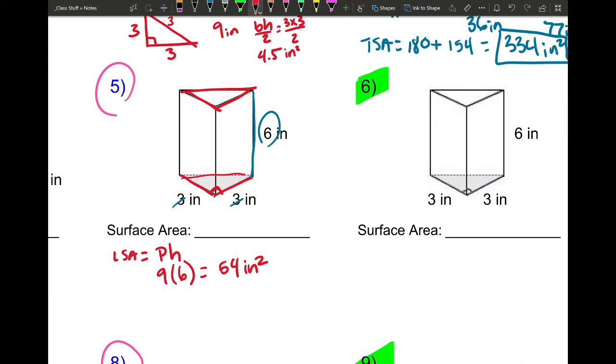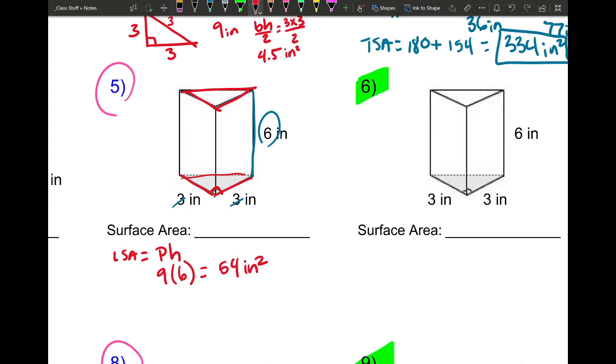So basically for this, what I just found are the rectangles. I did not cover the triangles. So if I'm gonna wrap this in wrapping paper, I'm just gonna wrap the rectangles and not the triangles. That's the lateral surface area.